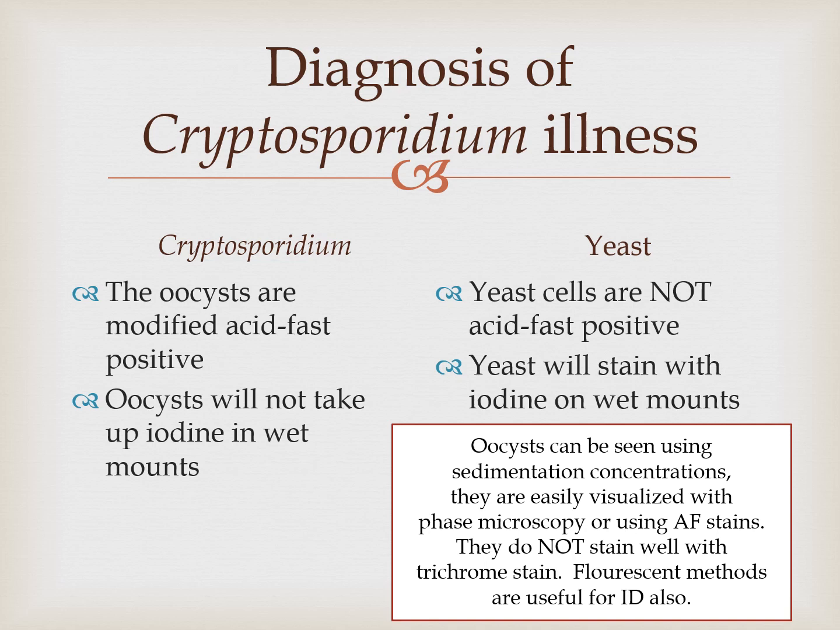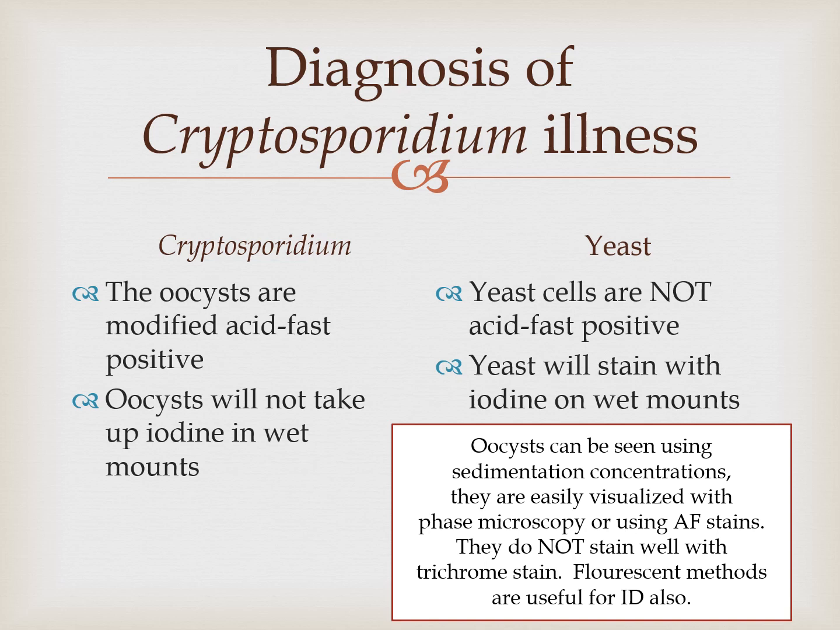The best way to help recognize the cryptosporidium organism is by doing a modified acid-fast stain. The oocysts are modified acid-fast positive, and you can do that stain after you've already done the concentration using either flotation or sedimentation methods. The oocysts are not going to take up the iodine in wet preps. Now we want to compare cryptosporidium to yeast. Yeast are not acid-fast positive, and they will stain with iodine on wet mounts.